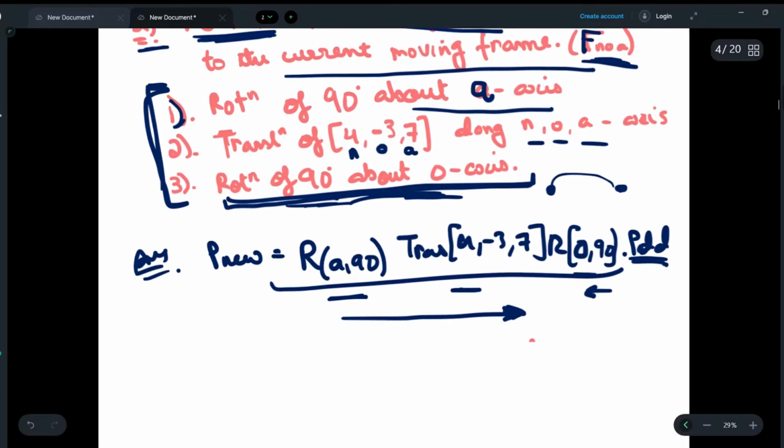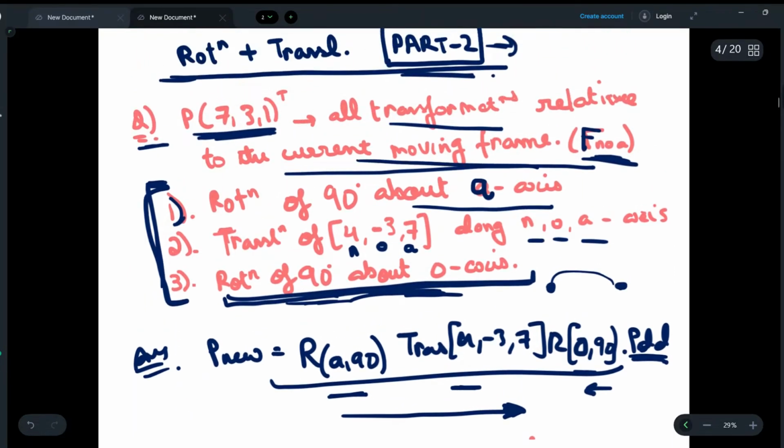So now over here, just keep in mind that whenever we are given the current moving frame NOA and we are doing the transformations, that is the rotation and translation, in that particular frame itself, that is, if we are given NOA and we are doing rotation and translation about the N, O or A axis, then we will write the order which is given in the question. Whereas if we are given the frame NOA and we are doing transformations about the X, Y and Z axes, then our order will be the opposite. Keep this thing in mind, this is very important. If you jumble up the order, your whole answer will be wrong.